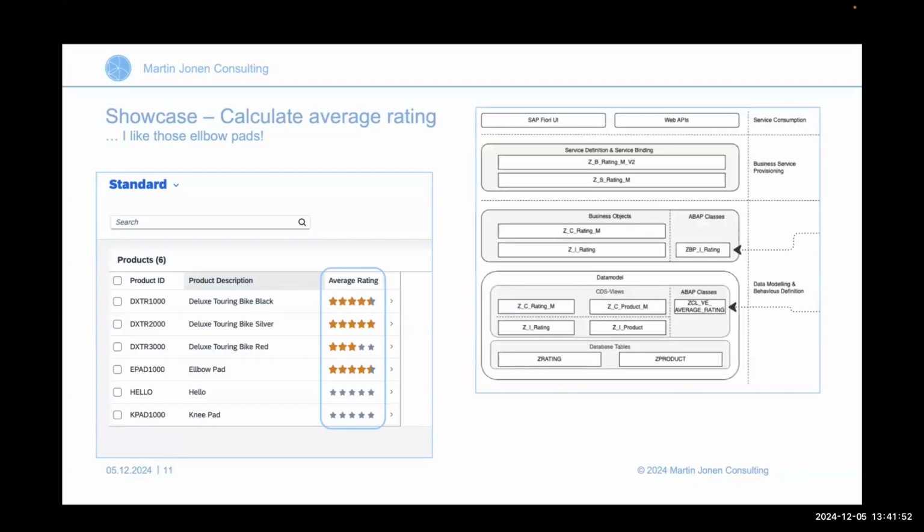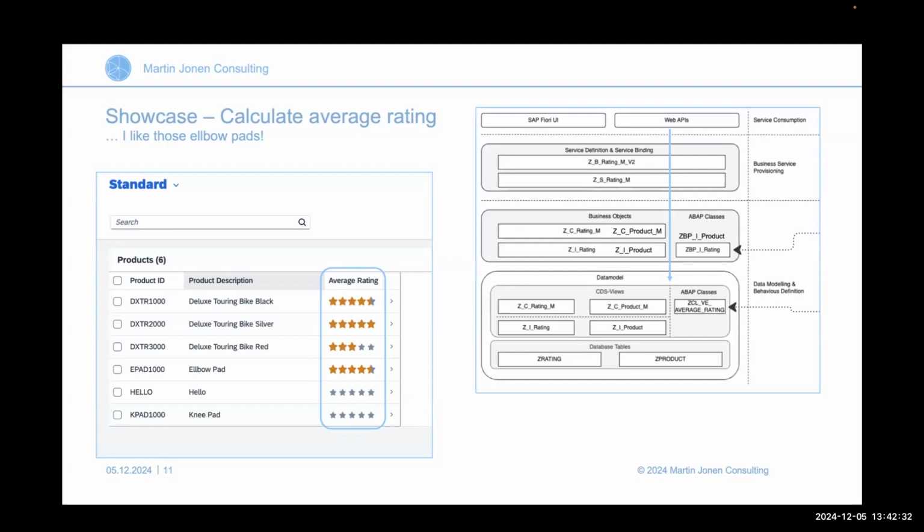So then we have this RAP framework. We are not studying it in full here, but as usual, we have a service consumption. That's maybe our HTTP browser. Then we have this service definition, service binding, which provides our OData service to the web. Then we go through the business objects, business behaviors, which we implemented, and then we are going down to the data model, data definition.